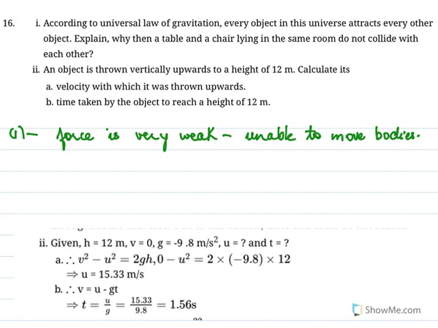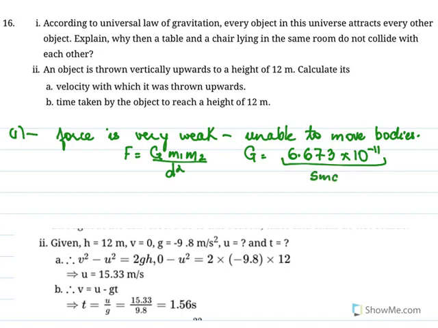So the gravitational force, again I repeat, is very weak because it is F equal to G m1 m2 over d square. This G is 6.673 into 10 raised to power of minus 11, and this is a very small quantity. Hence the force is very weak and is unable to move the bodies.